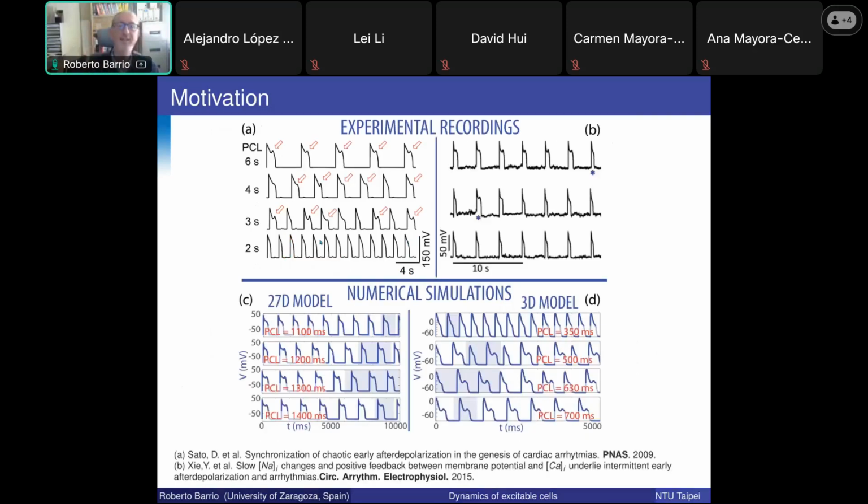Well, so in this case, these are experimental recordings seen from cells, normal voltage, and voltage with one extra spike. It's in 2 different animals. So that means this is something that really appears in the laboratory. And this is from numerical models, and a simple model of 3D, or a 27-dimensional problem, much more realistic.